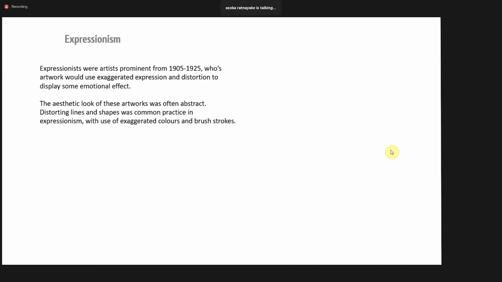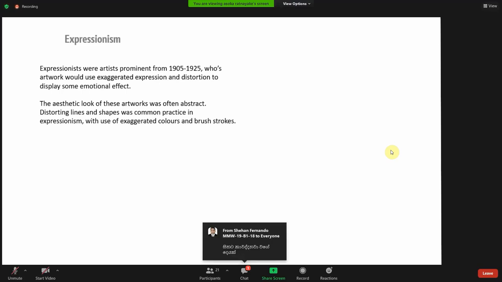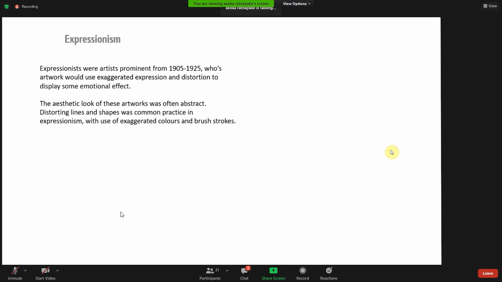Who spoke about ධාරණාවාදය? Yes, Shehan, yes. Impress means that we say something strongly, it sticks in the mind, that we get the maximum idea. Express means that we share our idea, or we tell somebody what we think, that is expressing.